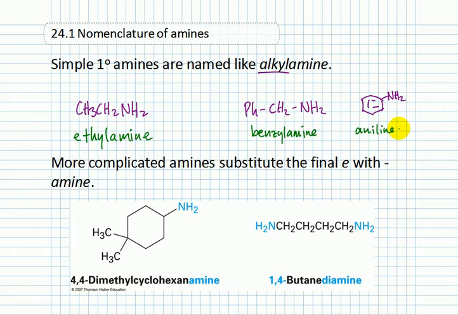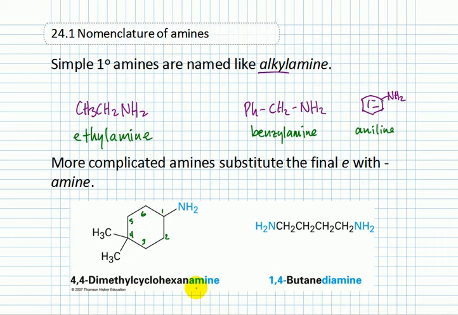If we have a little more complicated amine, something that can't just be named with an alkyl group, we name it as usual, but drop the final E and replace it with amine, like we've done a lot of times before. So look at this compound right here. It's a cyclohexane. If I number around the ring, starting at the carbon that the nitrogen is attached to, we've got 1, 2, 3, 4, 5, 6, 2 methyl groups on carbon 4, so it's 4,4-dimethylcyclohexanamine. Okay? So where it would have just been dimethylcyclohexane, it becomes dimethylcyclohexanamine.